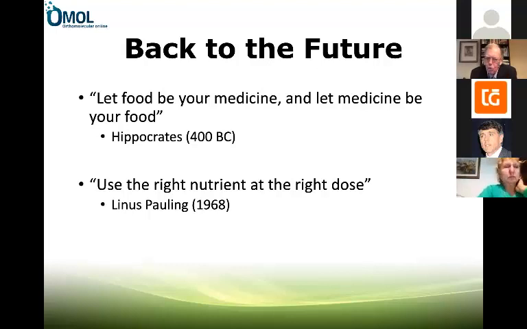Nearly 2,500 years ago, Hippocrates said, let food be your medicine and let medicine be your food.